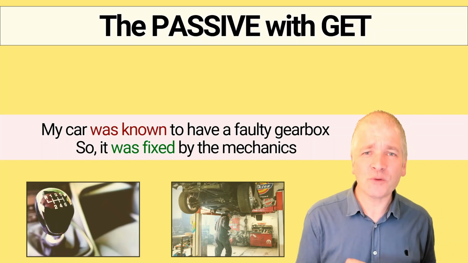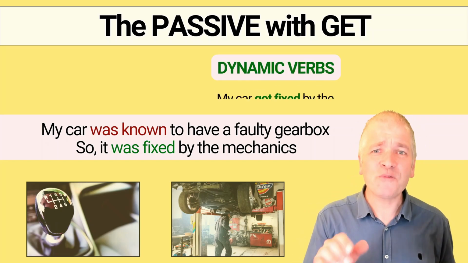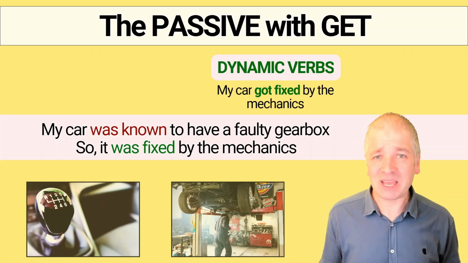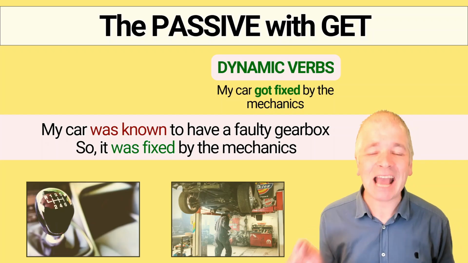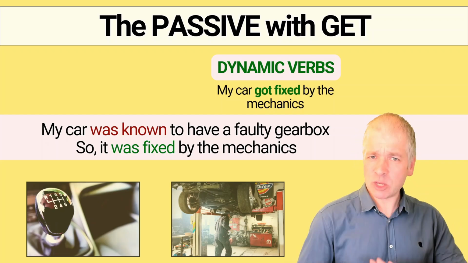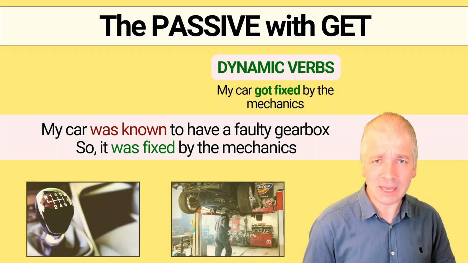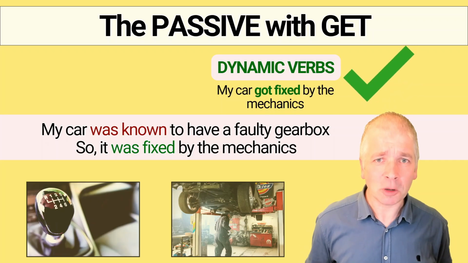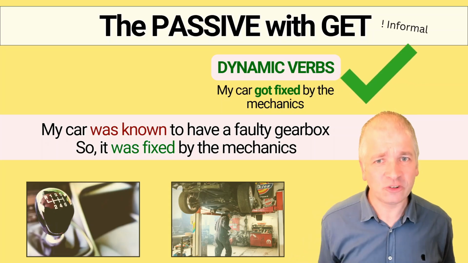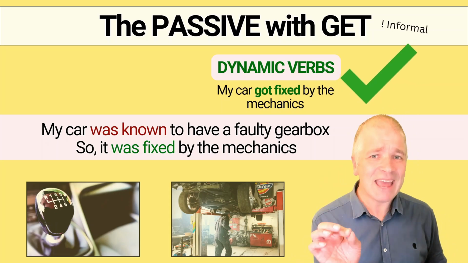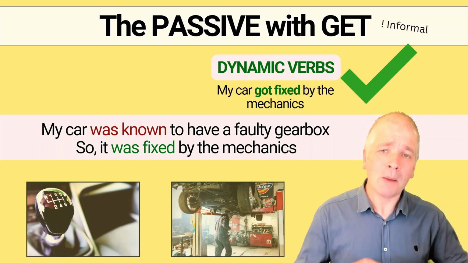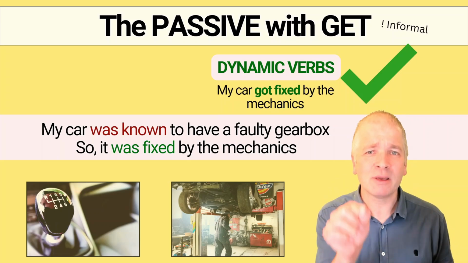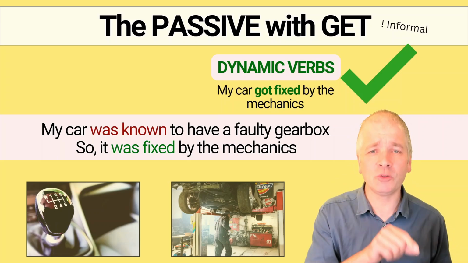Let's focus on the verb fixed first of all. Now, fixed is what we call a dynamic verb. When you fix something, something happens. There's an action, an activity. Can we use got instead of to be here? Well, the answer is yes, you can. With dynamic verbs in informal situations, you could use to get instead of to be. My car got fixed by the mechanics, and this helps emphasize the fact that an action happened to the car.